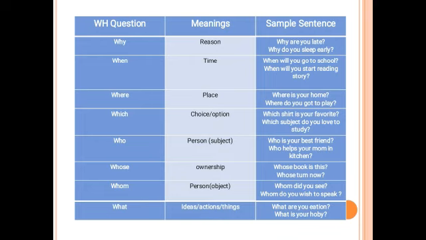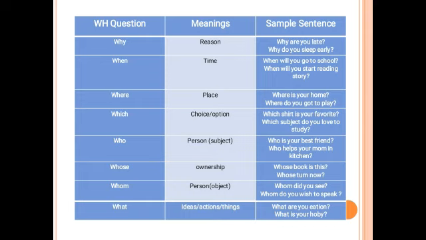The next one is where. With the word, it is quite clear that we are asking about a place. Where is particularly used to ask about a place, a specific area, a specific location. For instance, where is your home? Where do you go to play?